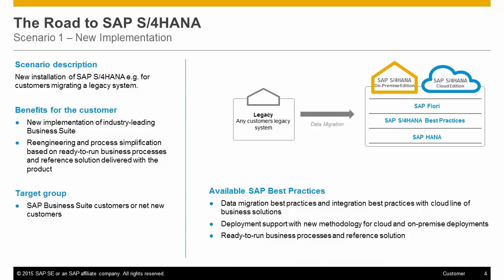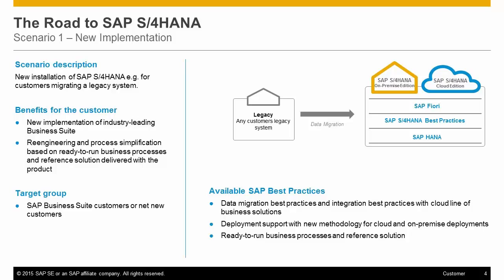In scenario 1, we're focusing on customers coming from any legacy system or SAP Business Suite customers that start for different reasons with a new installation. This includes the following technical installation steps in the example of an on-premise implementation. The installation of SAP NetWeaver Application Server ABAP 7.5 based on SAP HANA. The installation of SAP S/4HANA On-Premise Edition. The installation of SAP Fiori for SAP S/4HANA On-Premise Edition.